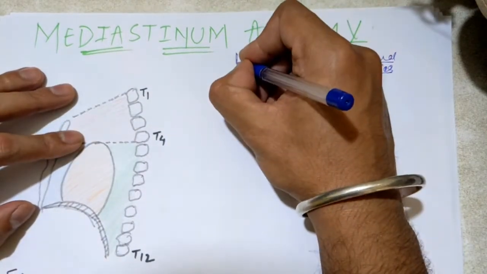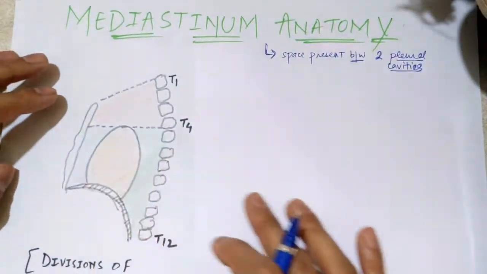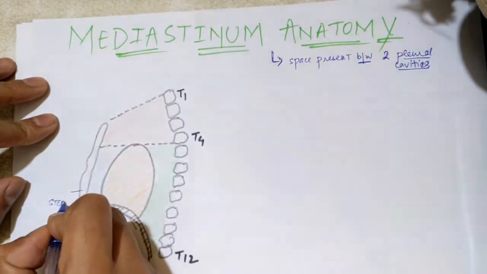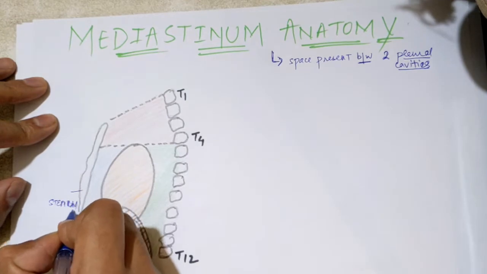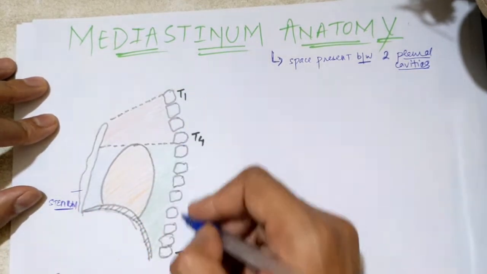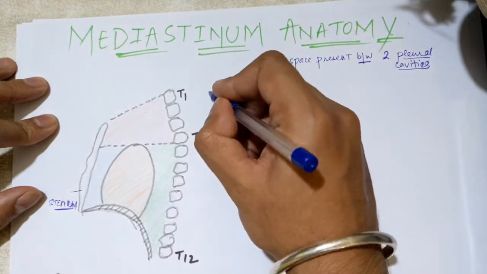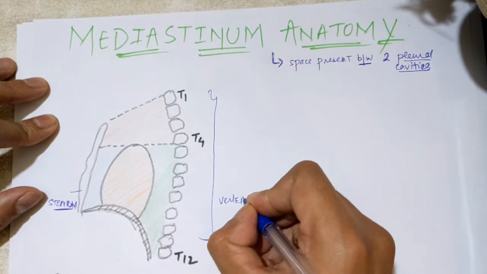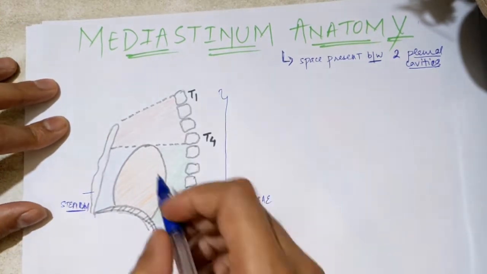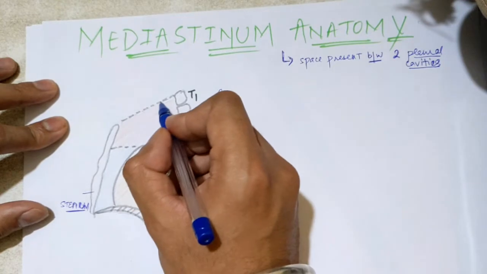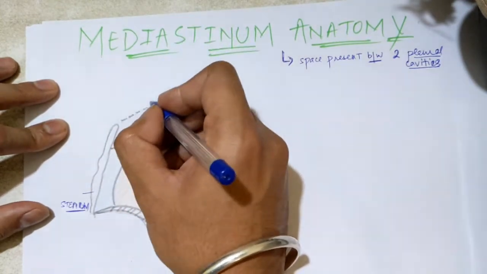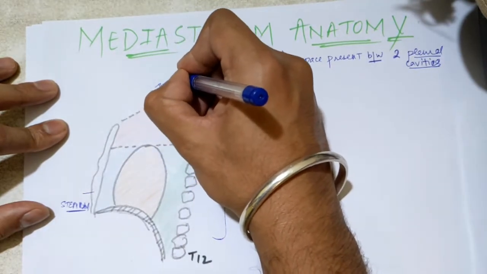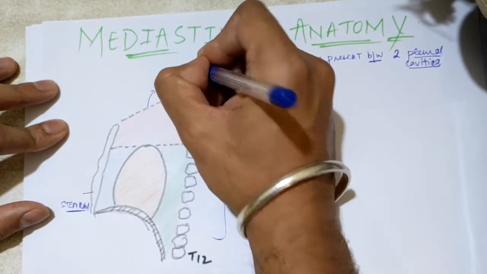First of all, you can see this diagram. This is your sternum. It is a lateral view, as if you are seeing a person from the lateral side. You know that posteriorly is the vertebral column, and these are the vertebrae from the level of T1 to T12. This is your thoracic inlet, the superior border of your thoracic cavity, from where your thoracic cavity starts. And this was your sternum.